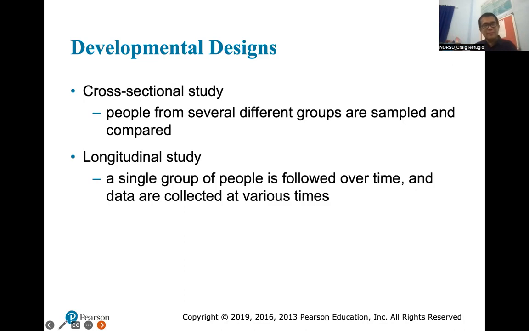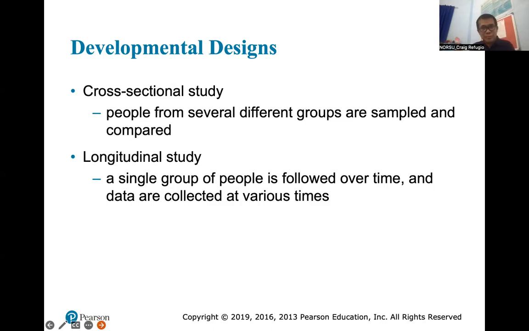There might be a case that you are going to cross-section the total population in terms of gender: straight male, then bi male, straight female, bi female, then gay, lesbians, then trans, gender, and so on. So you collect data from different groups. So you cross-section the entire population.